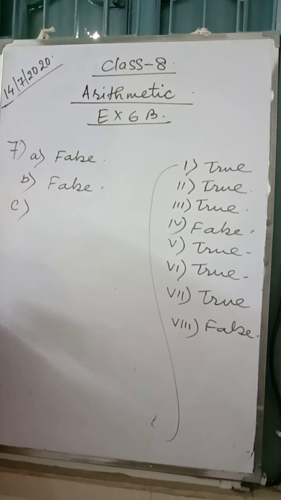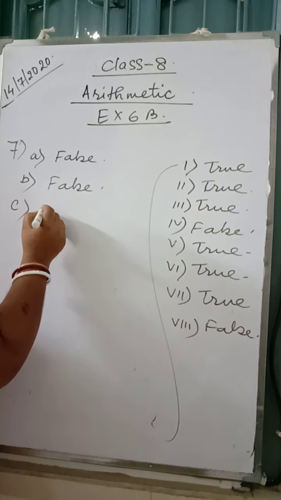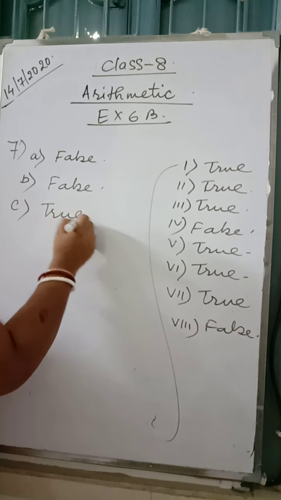Number C, A and C are overlapping. Yes, it is true, because 3 members are common, minus 1, 0 and 1. So this is true.